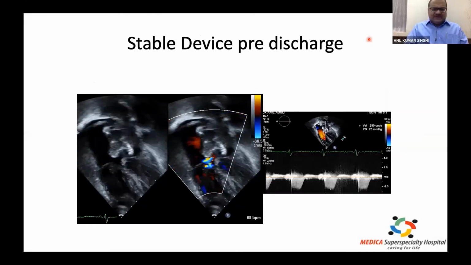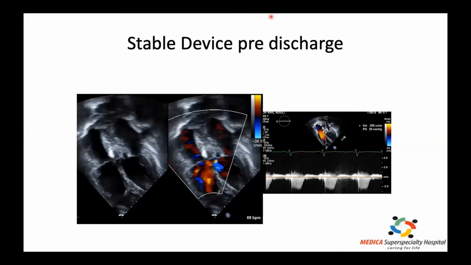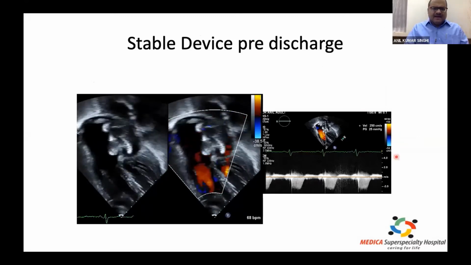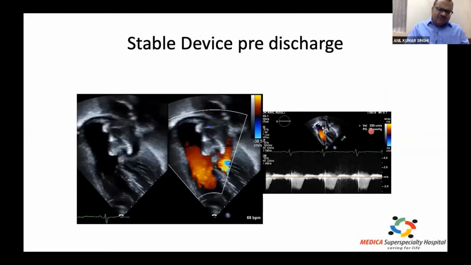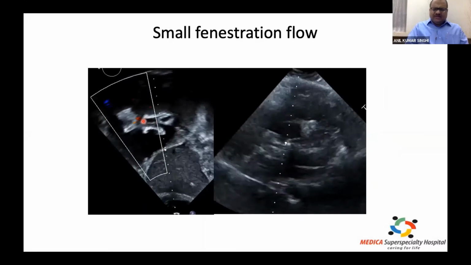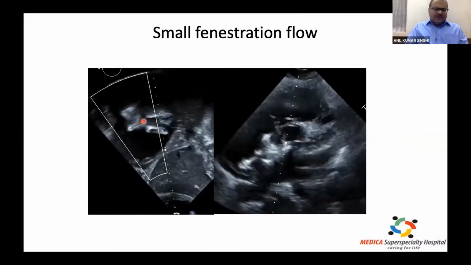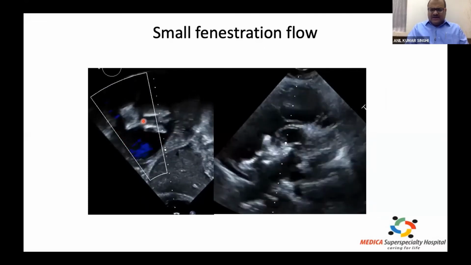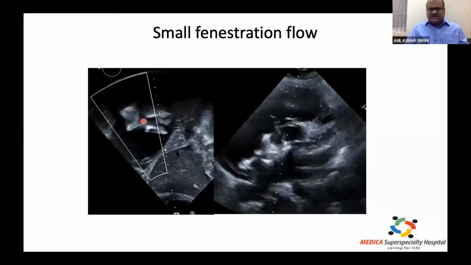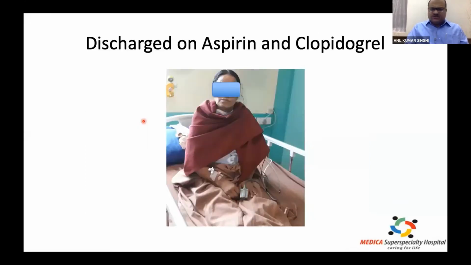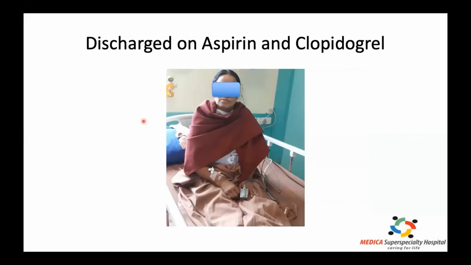So, stable device, pre-discharge. You can appreciate the PA pressure here coming to 25 plus RA. And this is that fenestration's flow. You can appreciate a small fenestration, but it was not shunting very well. The purpose was to immediately bail out in case of any difficulty. We did not have any trouble in the post-operative period, and at 6-month follow-up, she was doing excellent. This is the pre-discharge image of that lady, discharged on aspirin and clopidogrel.